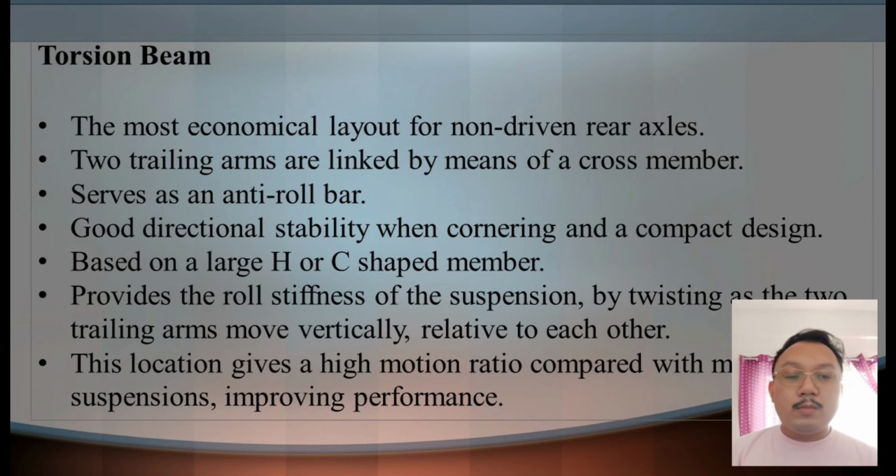Meanwhile, for torsion beam, it's the most economical layout for a non-driven rear axle. It also sometimes serves as an anti-roll bar. It has good directional stability considering its compact design.